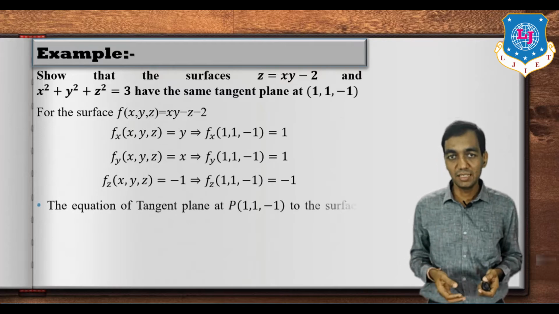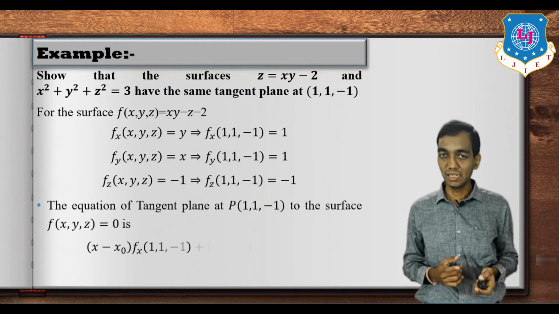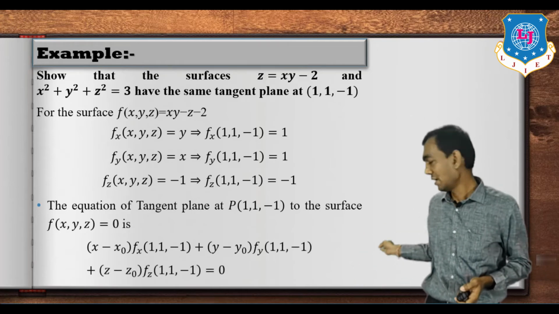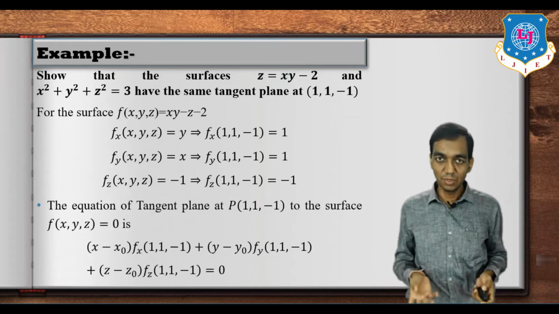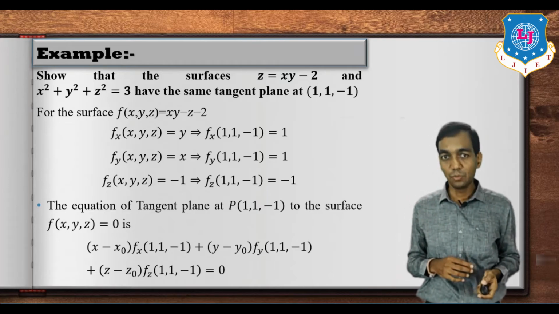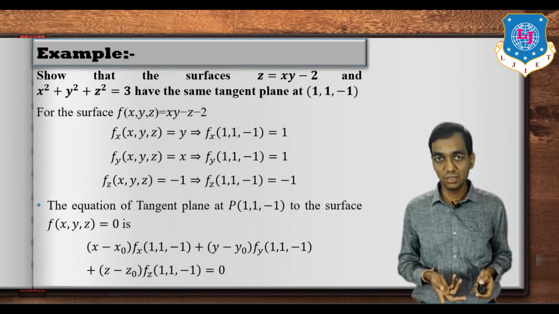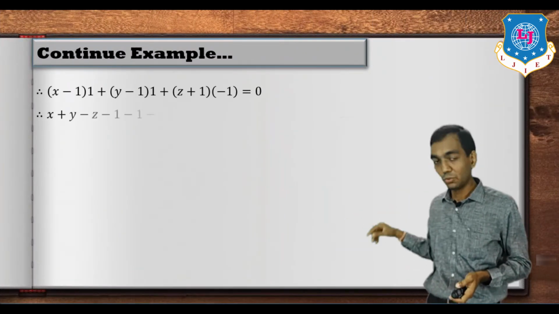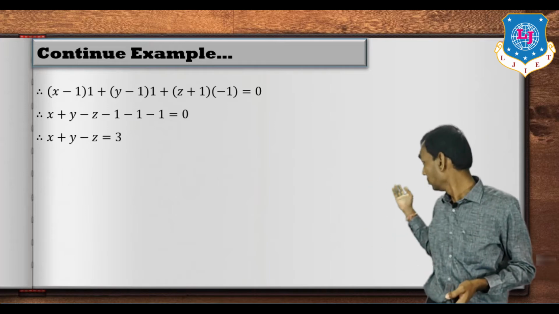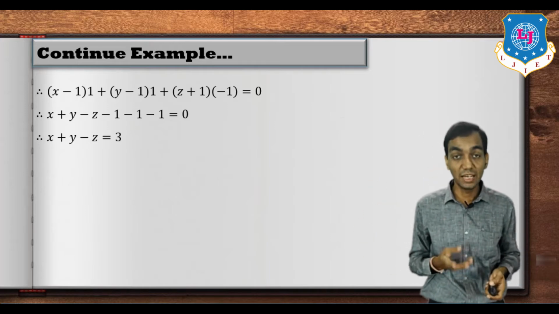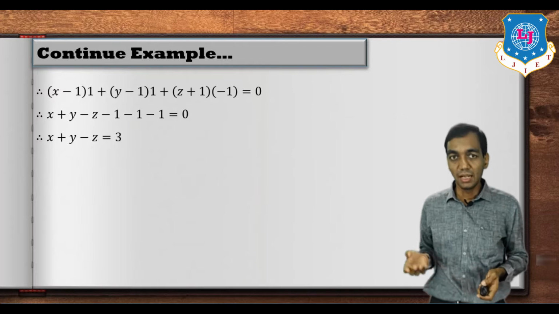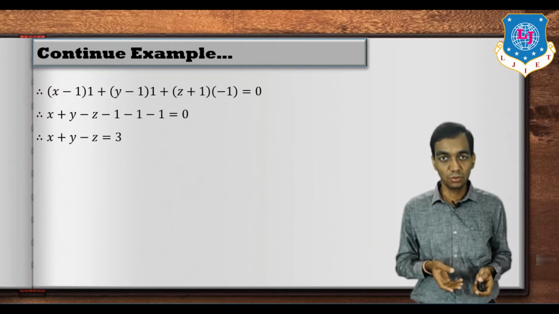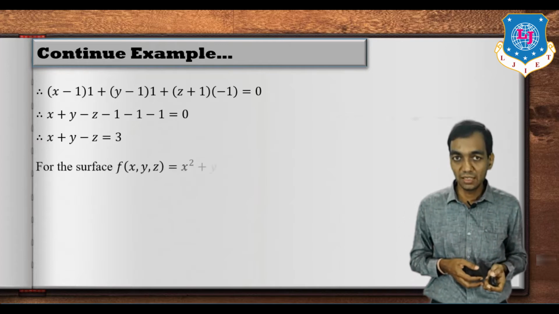So the equation of a tangent plane at the point P(1, 1, -1) will be (x - x0) into fx plus (y - y0) into fy plus (z - z0) into fz, and put the values of x0, y0, z0 and fx, fy, fz. So that will give (x - 1) into 1 plus (y - 1) into 1 plus (z + 1) into -1, and that will give x + y - z = 3. Okay, so this is the equation of a tangent plane.